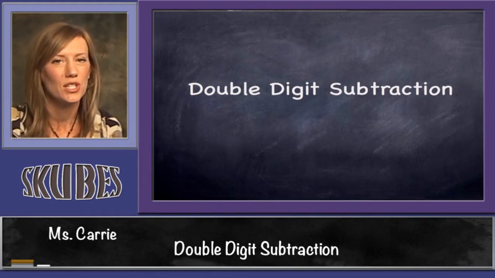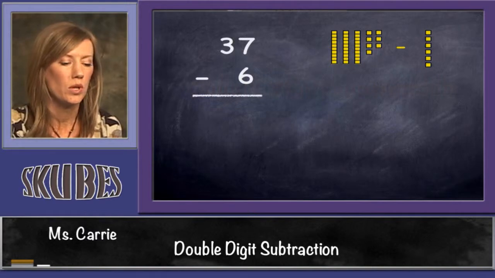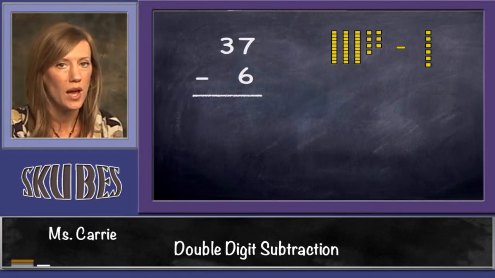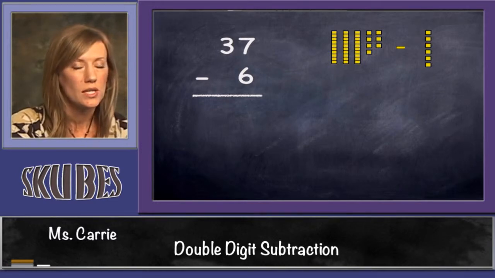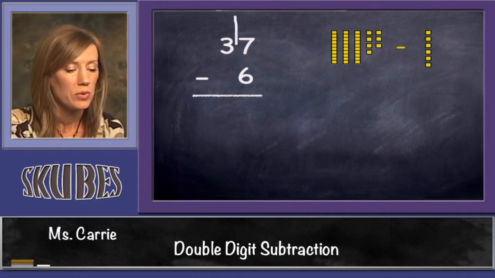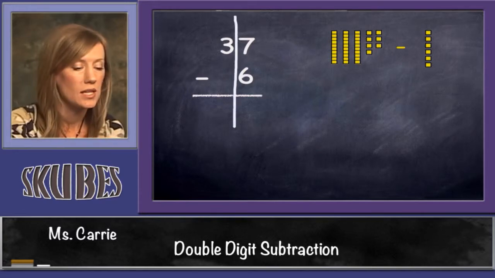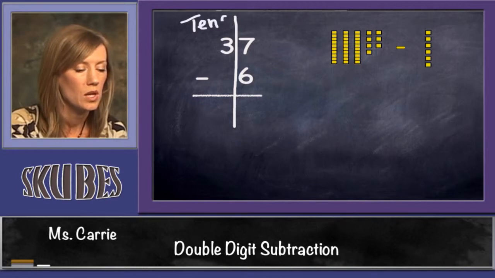This lesson is on double-digit subtraction. Double-digit subtraction is when you're subtracting using a number that has 2 digits. If you look at this problem here, it is 37 minus 6. The top number has, if you remember your place value, a tens place. The 3 would be in the tens place, and a ones place.